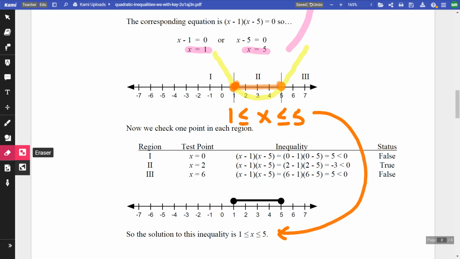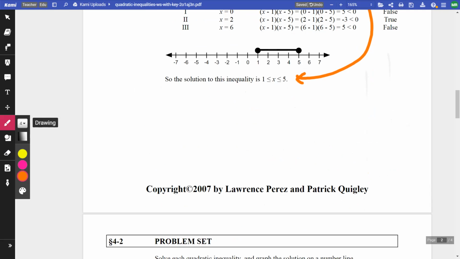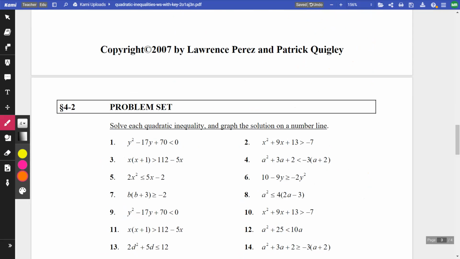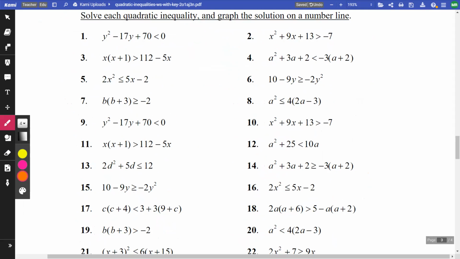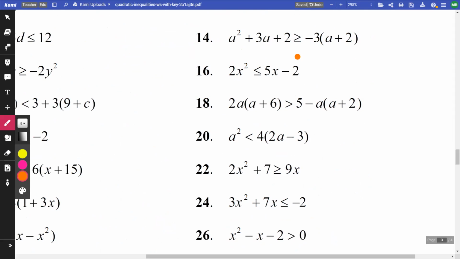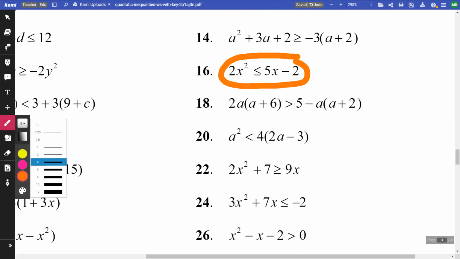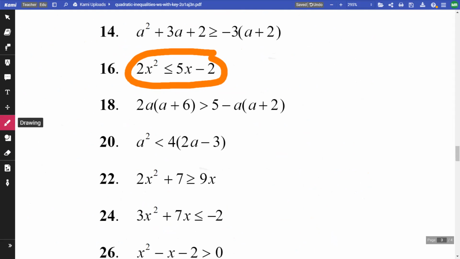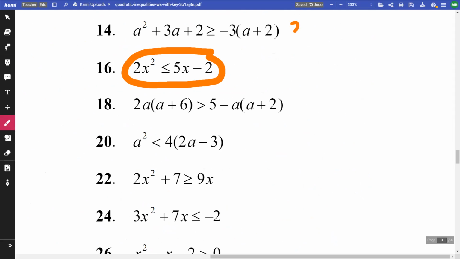Okay, so now let me just try one of these. Let's say I try one like number 16 here. So what I'm going to do is first write 2x squared less than or equal to 5x minus 2. That's the one I'm going to solve.